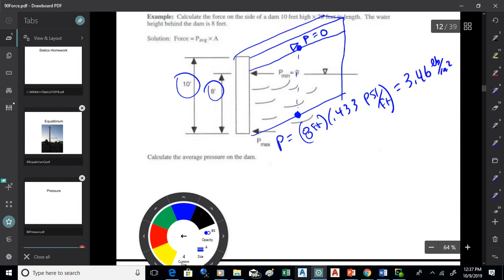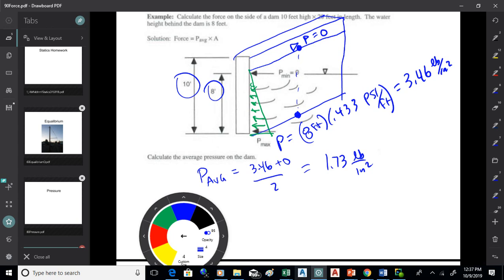So what we're going to have here is the pressure at the top is 0, the pressure at the bottom is 3.464. If you look at the pressure distribution, so to speak, it's a triangle. It's big at the bottom, it's smaller at the top. So what you're going to want is the average pressure, because the pressure varies depending on where you are. So the average pressure will be (3.46 + 0) / 2, which is 1.73 pounds per inch squared. So pressure at the top, pressure at the bottom, find the average pressure. That's the average pressure pushing on the whole dam.